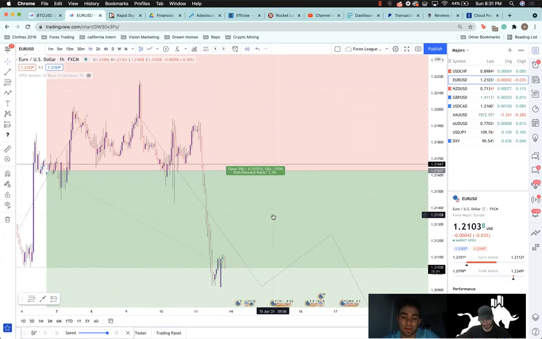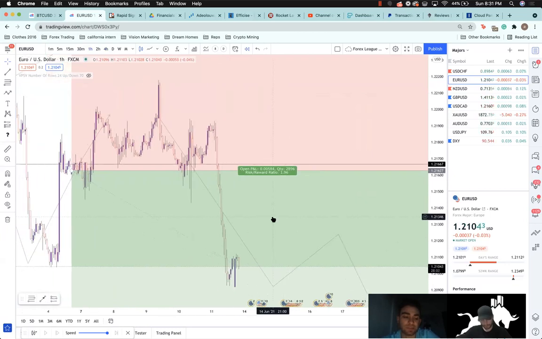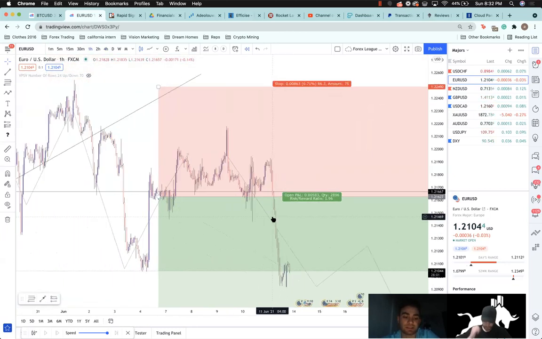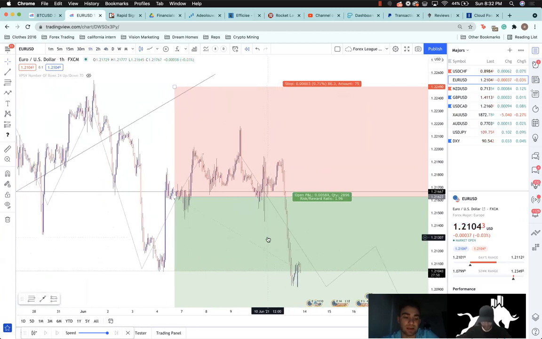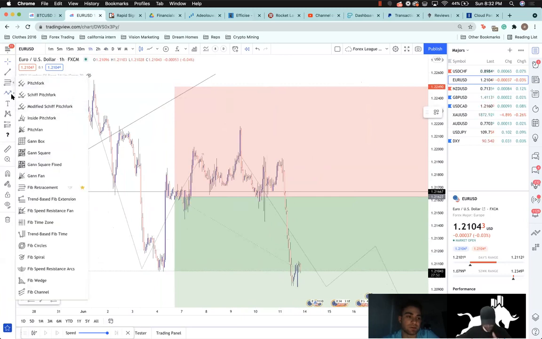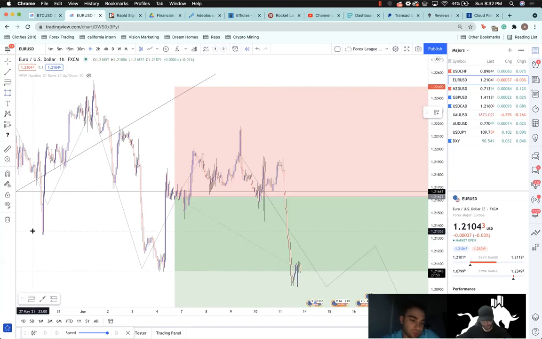So wait for the pullback. It's got to pull back. Look for a resistance level. Just looking at this very briefly, I can kind of see right here is a resistance level. So what I'm going to do with this one, we have a resistance level right here.